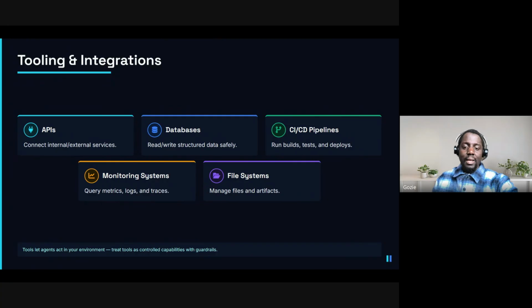Tools are what allow agents to act. Without tools, an agent is just thinking. With tools, it can query databases, trigger pipelines, and update systems. In practice, tools define the power and the risks of your agent, such as APIs, databases, CI/CD pipelines, monitoring systems, and file systems.